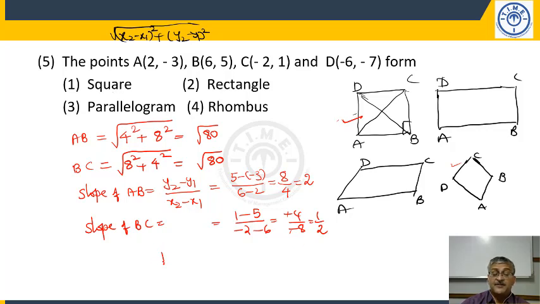The product of the slopes is 1. Product of slopes is 1 but not minus 1. That's why we can say that AB is not perpendicular to BC. So what is that meaning? It is not a square, it is only a rhombus. So what is the answer for this question? It is a rhombus. Okay?